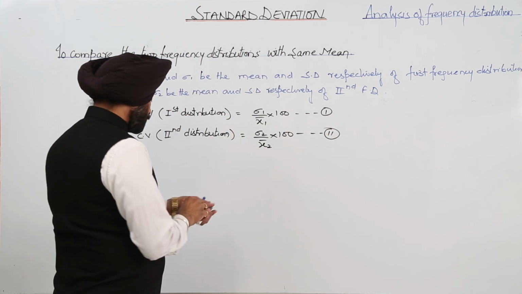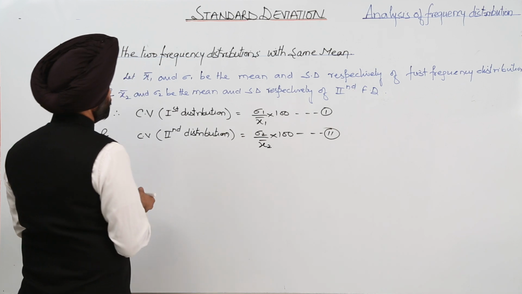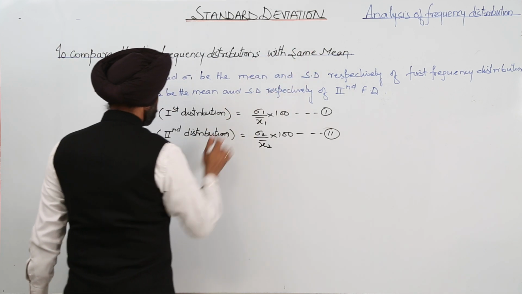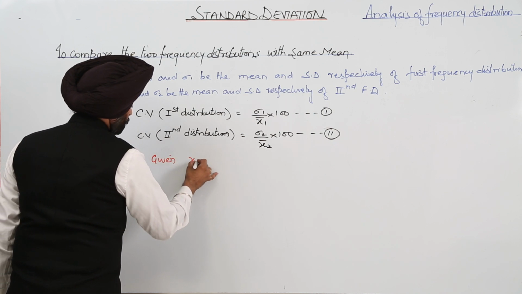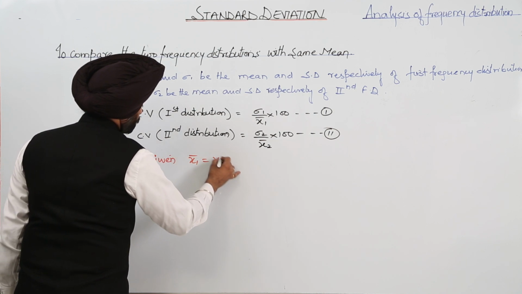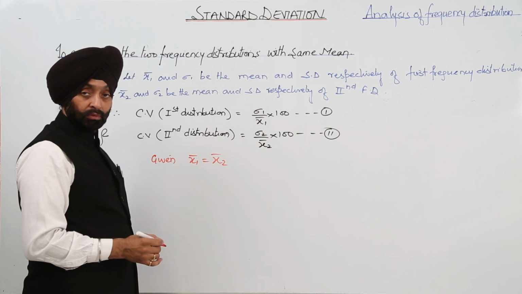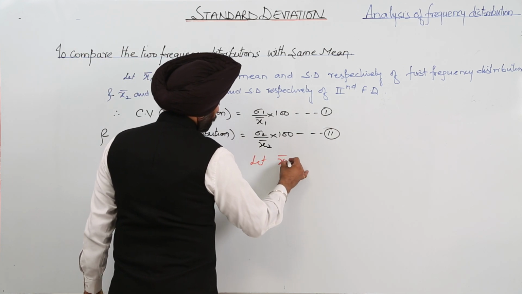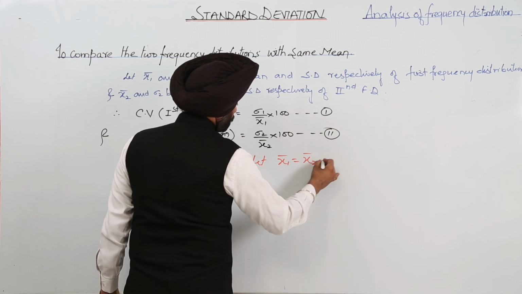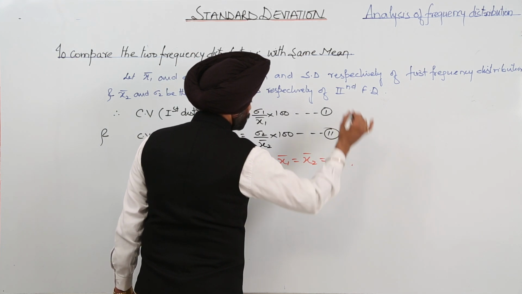Now, what is given to us? It is given with the same mean. Now, x1 mean given is equal to x2 mean. Okay. Let it be equal to x mean. Now, this we are supposing.